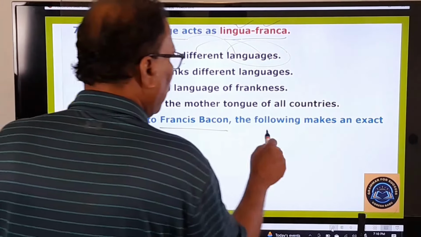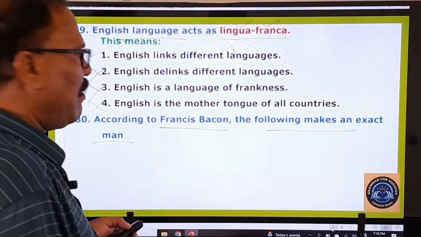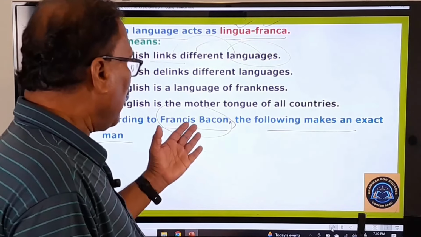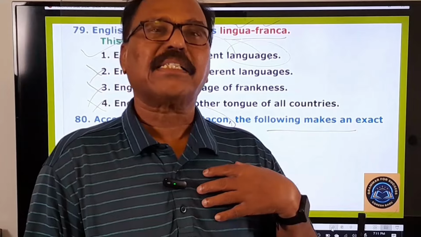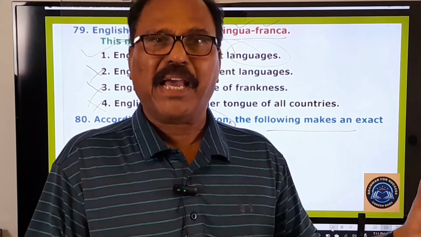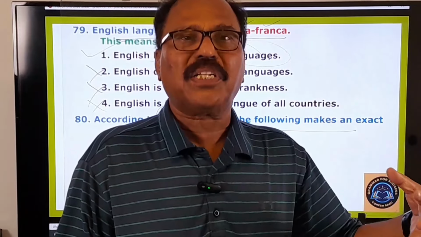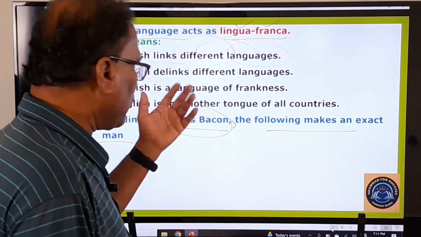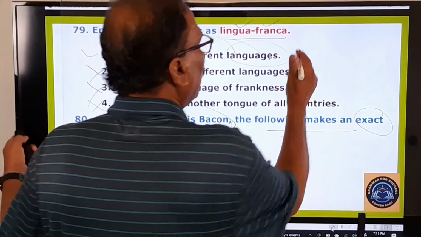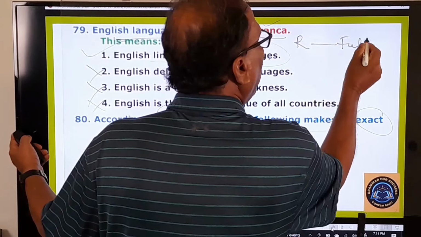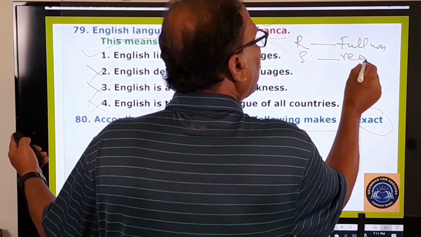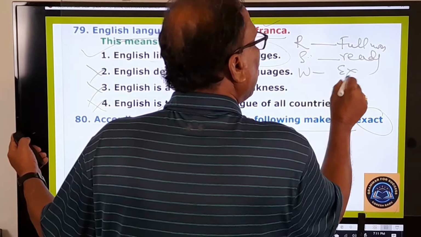According to Francis Bacon, the following makes an exact man. Francis Bacon, the greatest writer of essays, says, reading makes a full man, writing makes an exact man, speaking makes a ready man. So this is the beautiful quotation made by Francis Bacon. What does Francis Bacon say? Reading makes a full man. If you read many books, what happens? You become a full man. And speaking makes what? A ready man. Writing makes an exact man.